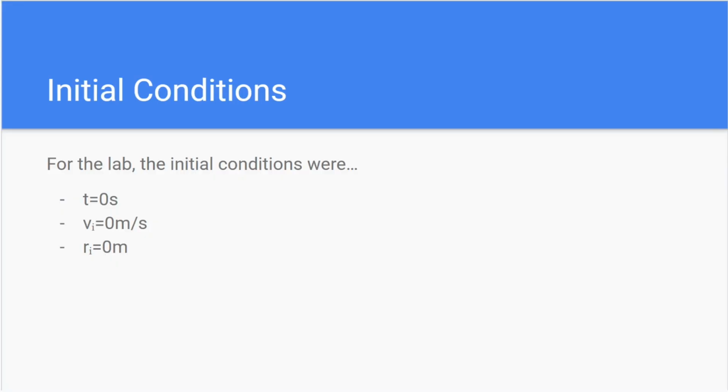Experiment. For this lab, the initial conditions were that time is 0 seconds, velocity initial is 0 meters per second, and position initial is also 0 meters.